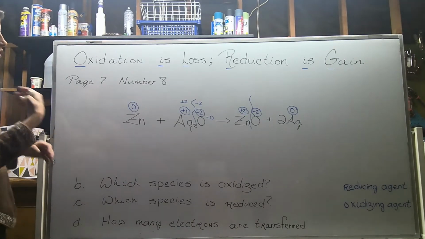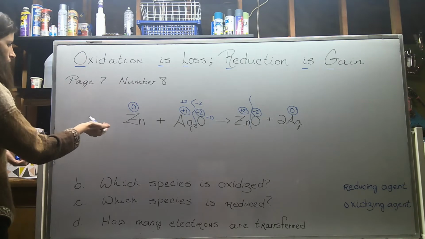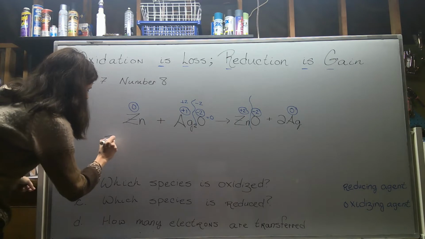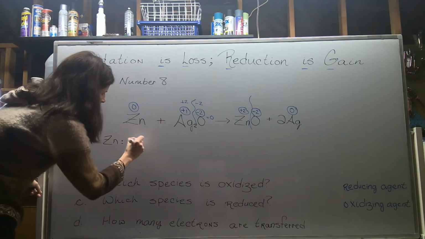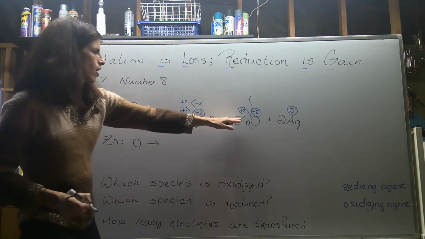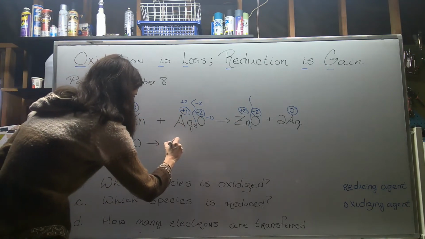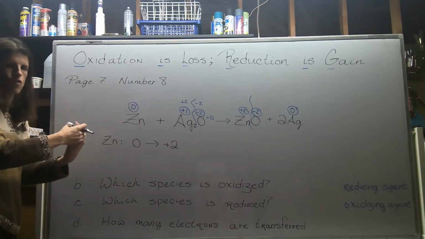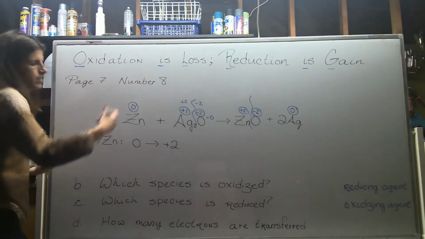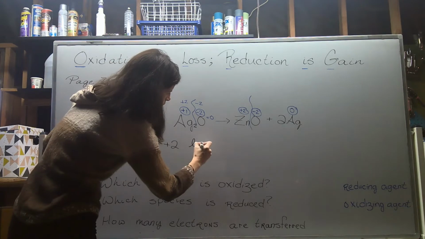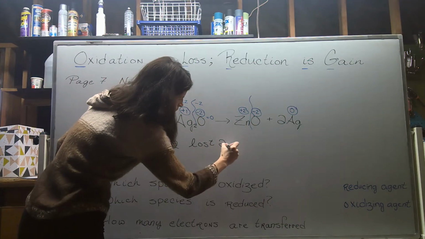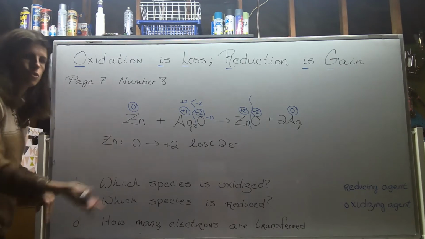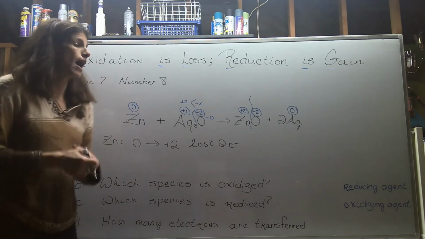Alright, so once you're done with that, then you can start analyzing what's going on. So I see that our zinc started out at 0. And then on the product side, it went to +2. So that tells me, because it became positive, it went from 0 to +2. Whenever you go in the positive direction, that's a loss: that zinc lost 2 electrons. In these problems, something always has to lose and something always has to gain. The electrons have to go somewhere.